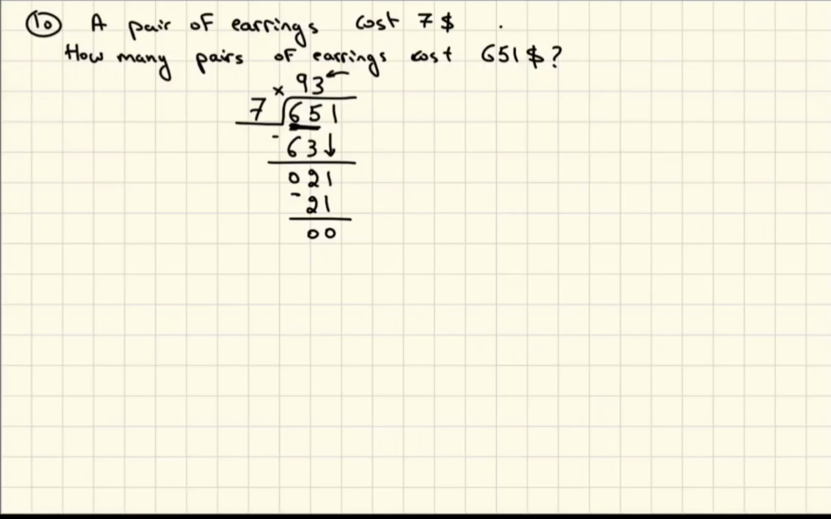Some students, they forget to write the number on top. They write 21 down, but they forget the 3 on top. And this will give a wrong answer. So you should be very careful. So when I divide by 7, I will get 93 with the remainder 0. No need to write the remainder.